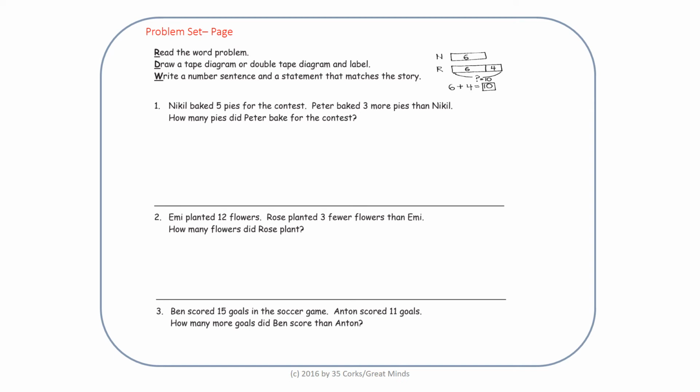The first one says, Nikhil baked 5 pies for the contest. Peter baked 3 more pies than Nikhil. How many pies did Peter bake for the contest? Number 2. Emmy planted 12 flowers. Rose planted 3 fewer flowers than Emmy. How many flowers did Rose plant? Number 3. Ben scored 15 goals in the soccer game. Anton scored 11 goals. How many more goals did Ben score than Anton?